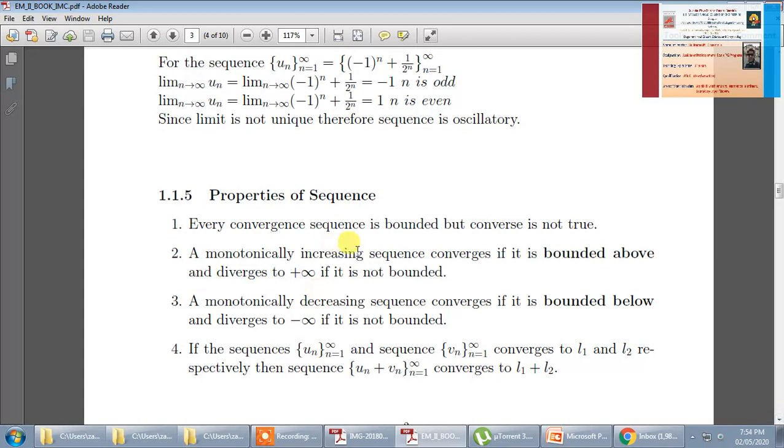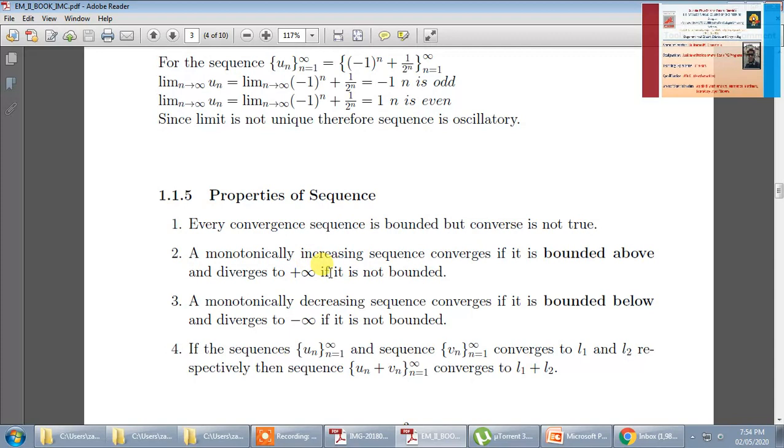A monotonically increasing sequence converges if it is bounded above, and diverges to infinity if it is not bounded. What is the meaning of this? If a sequence is increasing and bounded above, then since it is increasing, it starts with something, so it already has a lower bound. Having an upper bound too, definitely it converges. And if it is not bounded above, then definitely it is divergent, and it diverges to plus infinity.